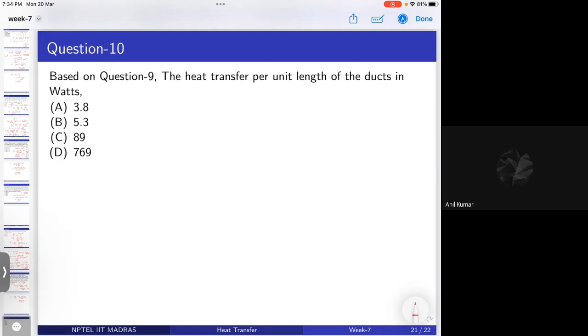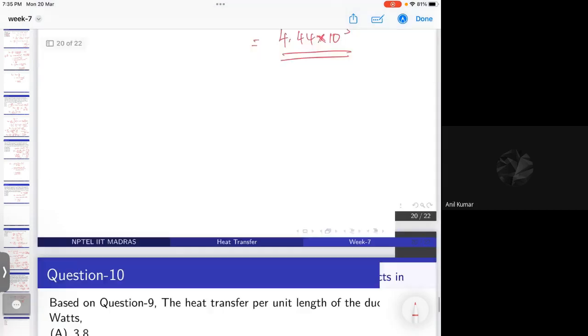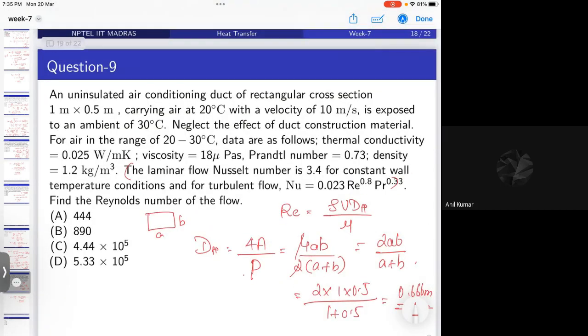See, in the previous question, at constant temperature, it is written, but that condition is not constant temperature. I think that statement is contradictory. Is it like laminar flow Nusselt number 3.4 for constant temperature? That is what I am telling. The statement is true, right? For laminar flow, Nusselt number is 3.4 for constant temperature conditions. So it's not relevant to the question, but it is given as some extra additional information.